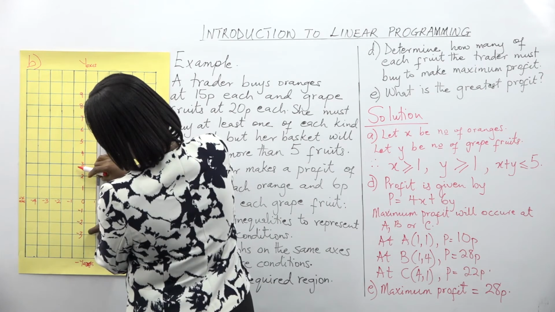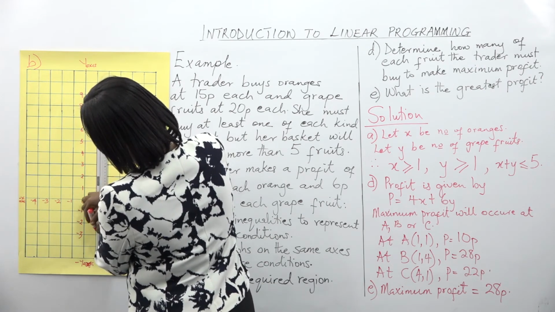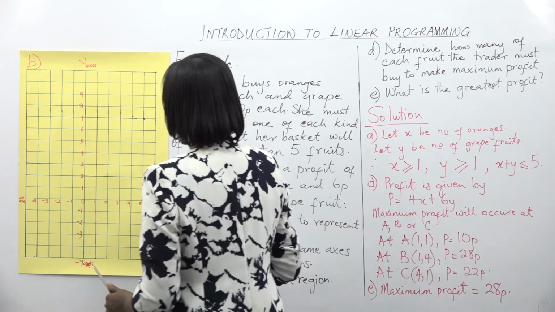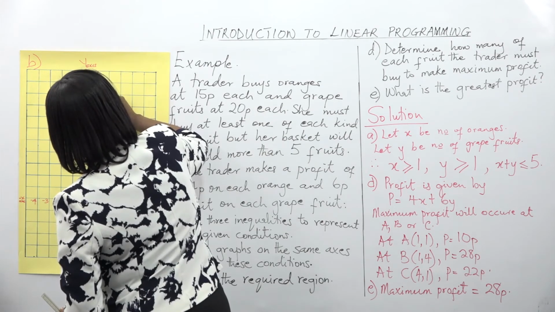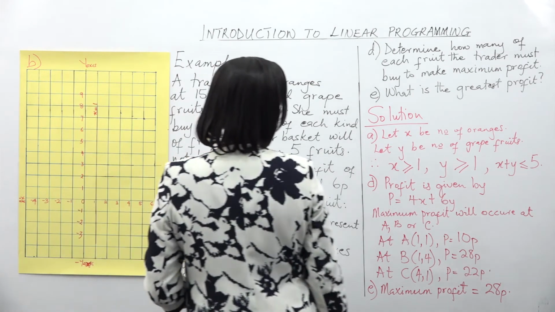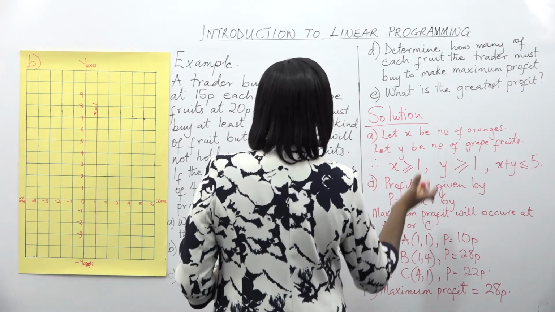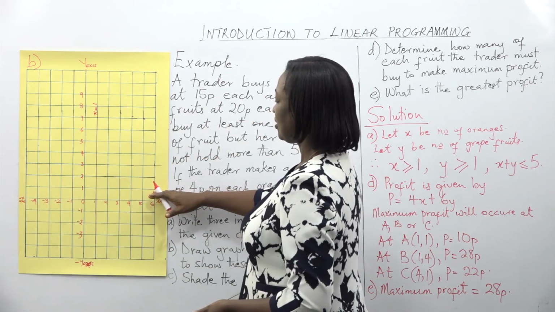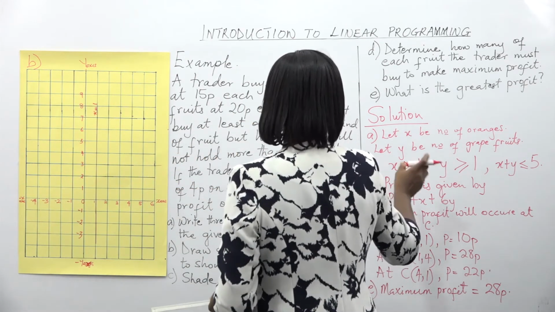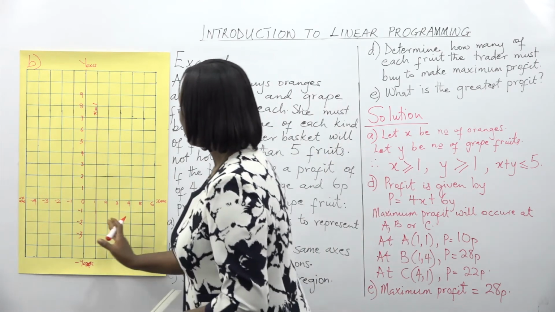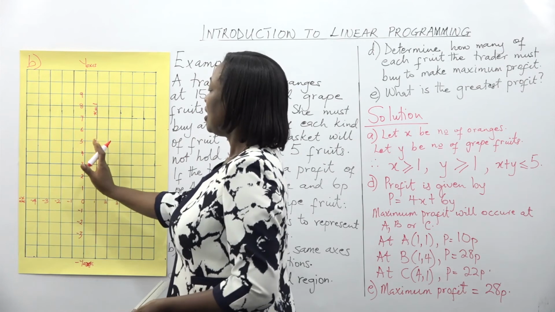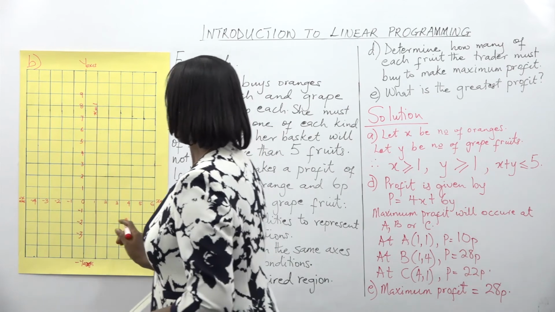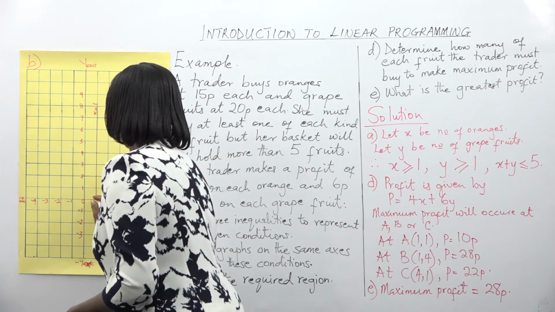It's a solid line, X greater than or equal to 1. I can label that X equal to 1. Then Y greater than or equal to 1. This is the line Y is equal to 1. So if X is greater than or equal to 1, that means that our required region is to the right of 1. To the right of 1. It's over here.